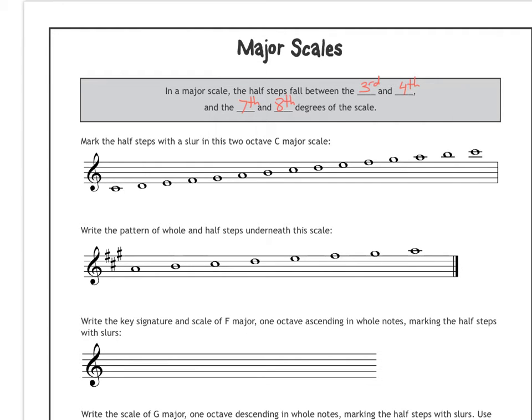Find notes 1, 2, there's 3. So 3 and 4. Is that a half step? Well, that's E to F, right? Of course that's a half step. Carry on. There's note 4, 5, 6, 7, and 8. Or the second highest note and the highest note in the scale, B to C. Is that a half step? Yes, of course it is.